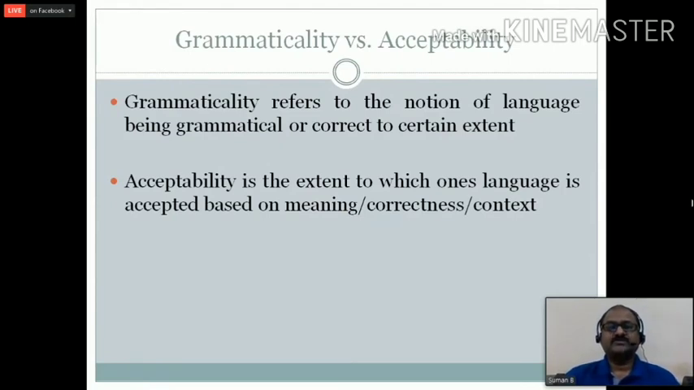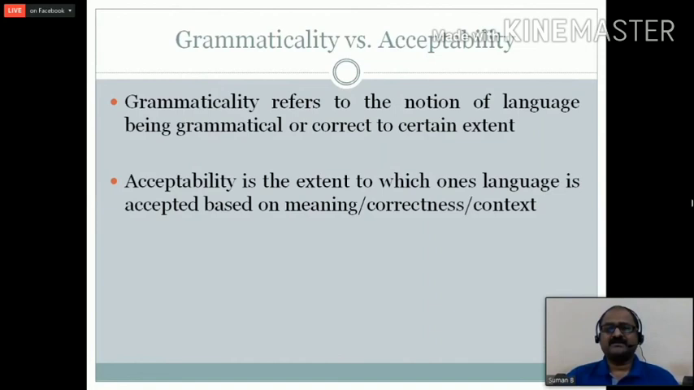Next, these two are important notions that we need to understand because they have some functional application when it comes to spoken discourses and written discourses. So, what is grammaticality? Grammaticality refers to the notion of language being grammatical or correct to a certain extent. What do I mean by grammaticality here? It is the notion of language being grammatical, the nature of language being grammatical.